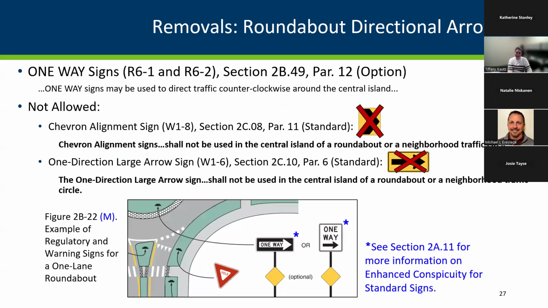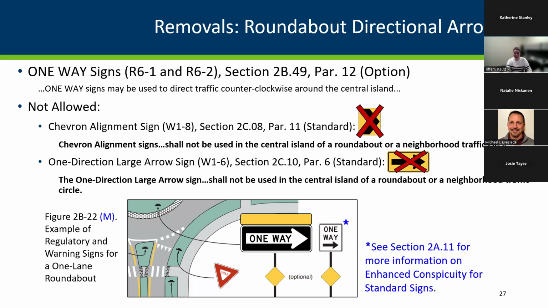So where does that leave us? We're still not allowed to use the chevron alignment signs in the center island, nor can we use a one-directional large arrow in the center island. So it really leaves us with a one-way. MnDOT, we have some concerns that with the black and white nature of the one-way, it might get lost in snow events. So what we're looking at is possibly doing some enhanced conspicuity by increasing the size and/or also adding a yellow header to the top of the sign.